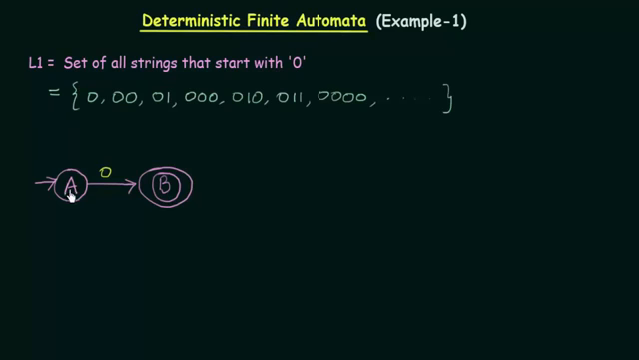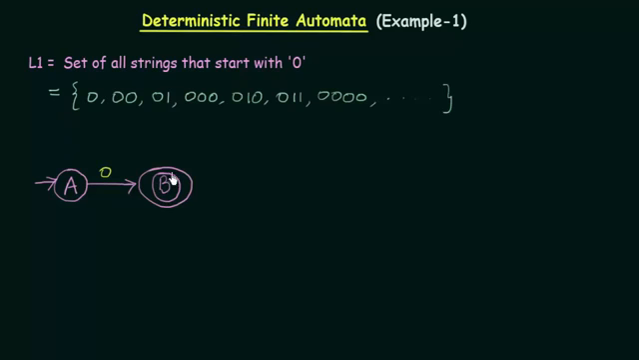So A is my starting state and I'm getting input 0. That means 0 is the first digit. And when 0 is the first digit, it goes to B, which is the final state. Whenever a string reaches the final state, that means that string is accepted. And whenever a string does not reach the final state, that means it is rejected. So whenever I'm starting with 0, it should reach the final state because it should be accepted. Why? Because I am to design a DFA for all strings that start with 0.